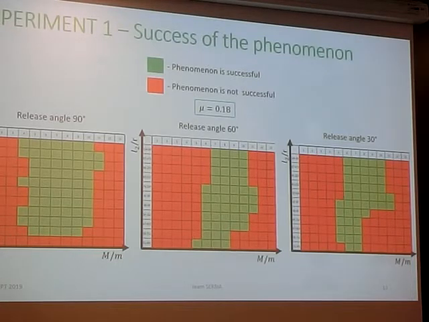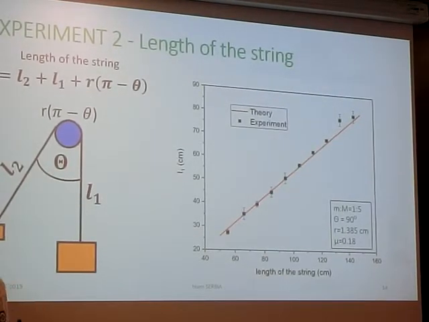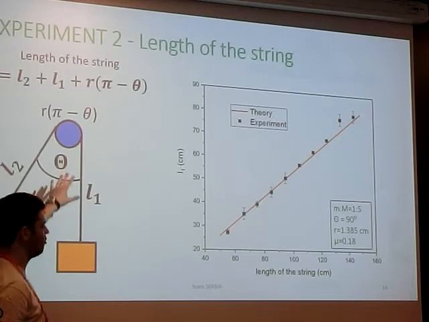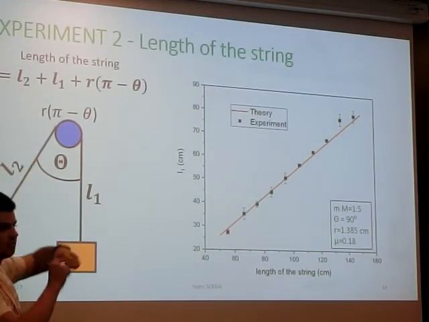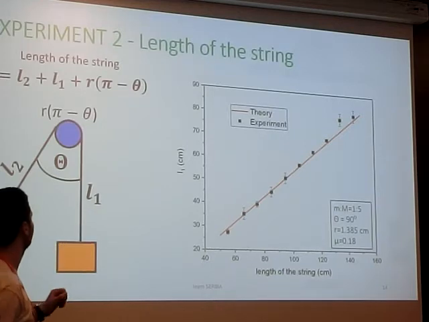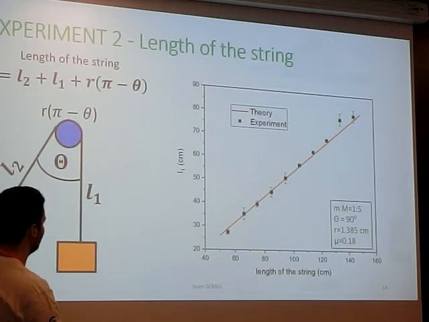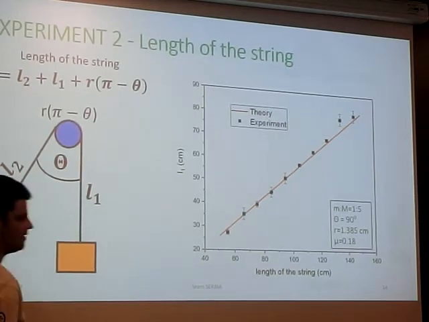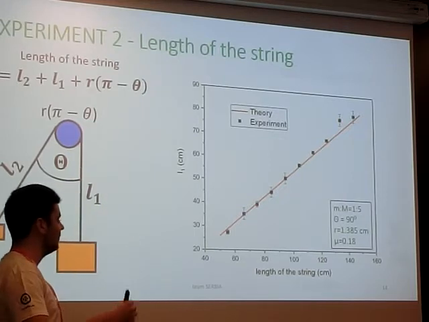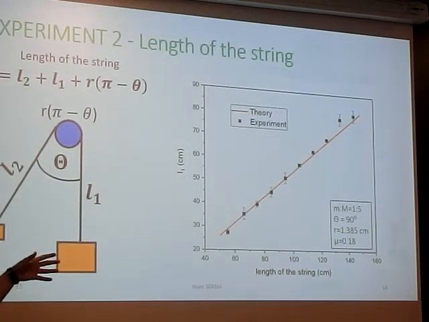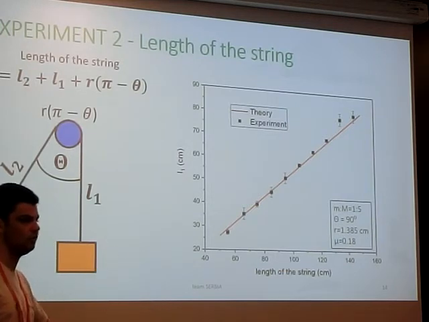Next, in our second experiment, we varied the length of the string. This is the length from the rod to the carry rod, from the rod to the collider rod, and this small part that is on the rod. We measured the height at which the carry rod will stop. From this graph, we can see that when we increase the length of the whole string, the height at which the carry rod will stop increases. This is also predicted by our theoretical prediction, and on this graph we have really good matching with theory.